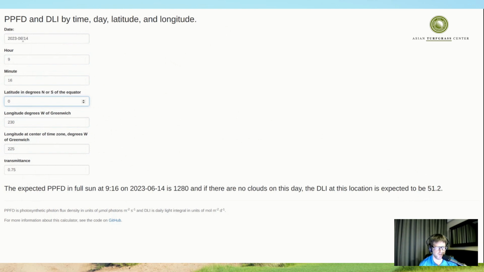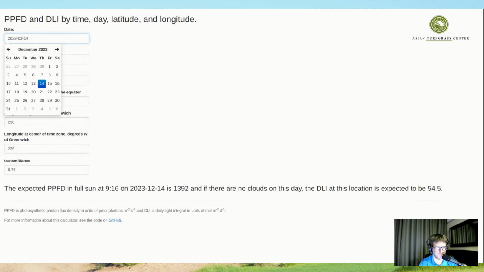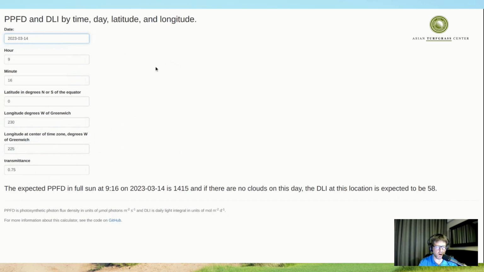Maybe I misspoke. Let's go somewhere closer to March. If we went to March 14th and we were at the equator, the maximum DLI would be about 58. So these numbers change through the year, and if you ever really want to get into this and make some calculations for your site, you can use this app as it is right now. Eventually I could even add a download button to say, if you're at this latitude, it will generate what your full sun DLI would be for the entire year or something like that.